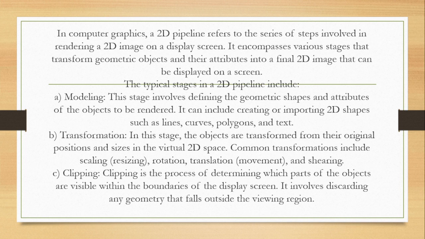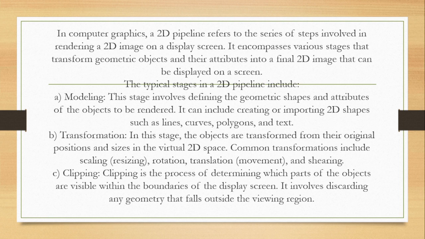The typical stages in 2D pipeline include: A. Modeling. This stage involves defining the geometric shapes and attributes of the object to be rendered. It can include creating or importing 2D shapes such as lines, curves, polygons, and text. Next one is transformation. In this stage, the objects are transformed from their original position and size in the virtual 2D space. Common transformations include scaling, rotation, translation, and shearing.